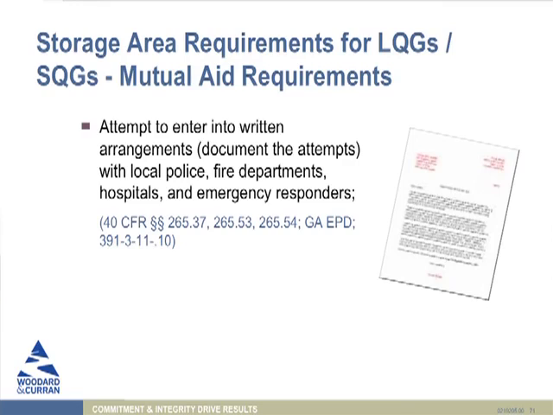You don't have to get a response back. The letter itself is your attempt, but you have to have some documentation that you've tried to enter into an arrangement. It may be just a presumption automatically, of course the police are going to come, of course the fire department's going to come, of course the hospital is going to accept anybody who's injured, but the regulations call for you attempting to make those arrangements and put it down on paper, document it. So make sure that you've got that letter on file somewhere.